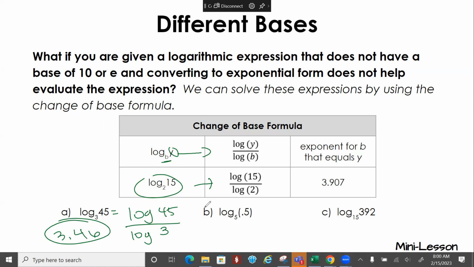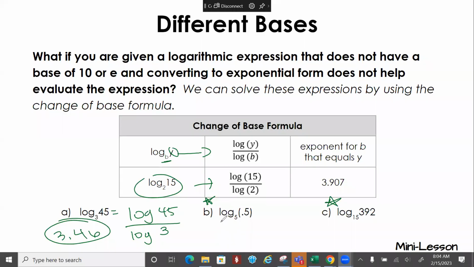Can you try writing B in change of base form and C in change of base form? So how would I write this guy in change of base form? Log of this bigger number. And what I mean by bigger, I mean like actual size. So 0.5, and we're going to divide it by log of 5.